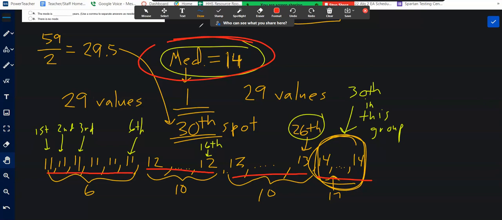Last thing they would ask me for is the mode. The mode in this case would be 14 because it occurs the most, right? The most. And it occurs 17 times.